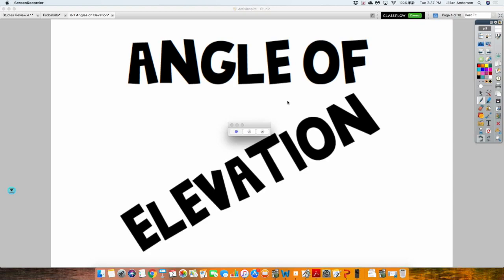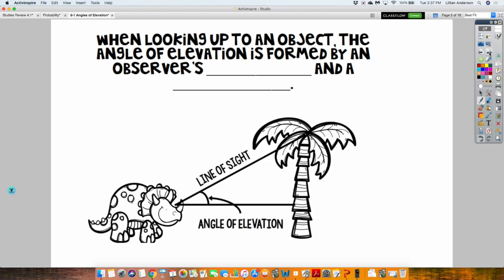So SOHCAHTOA, the ratios, the whole setting up for right triangles is involved with angles of elevation and depression. Elevation, words like elevator, to elevate. What does elevate mean? To go up. When you're looking up at an object, the angle of elevation is formed by an observer's line of sight and a horizontal line.